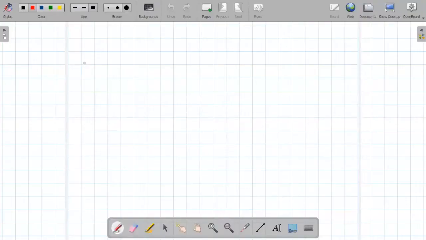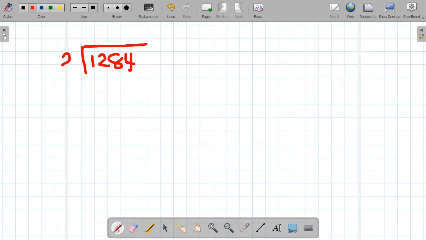Module 8 is dividing polynomials using long division and synthetic division. So we begin with long division. For long division, this is the method you learned in elementary school. For example, you have 1,284 divided by, for example, 2.